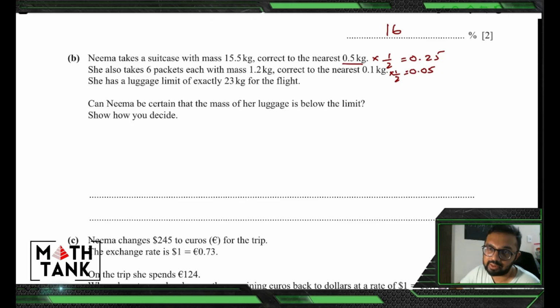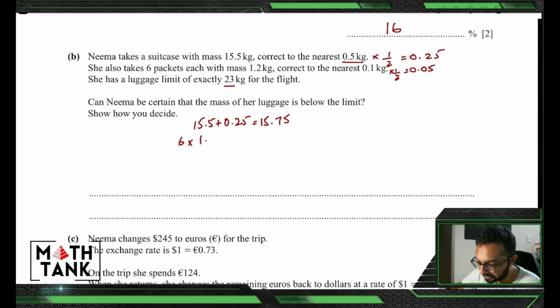So the upper bound is basically the value that you've estimated plus half the degree of accuracy. That's the maximum that it could go if it was rounded off. She has a luggage limit of exactly 23 kg. So what I'm trying to find is what could her maximum weight be? So I can say that 15.5 plus 0.25, which is 15.75, is the maximum weight of the suitcase. And she also takes 6 packets, so 6 into 1.2 plus 0.05.